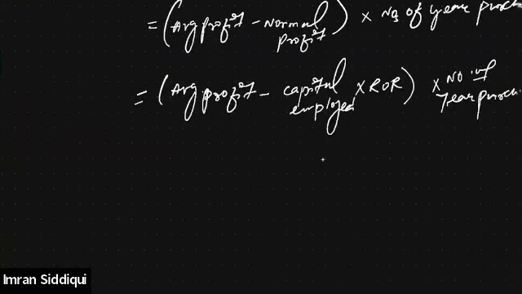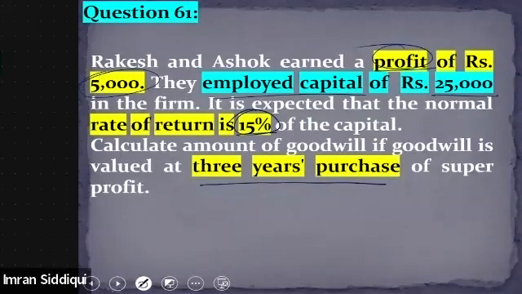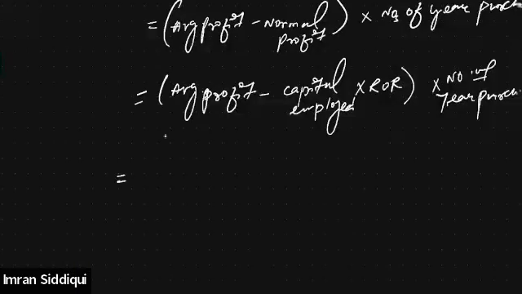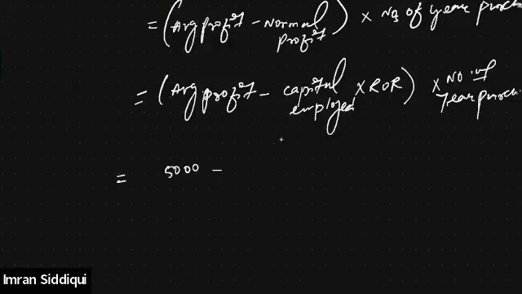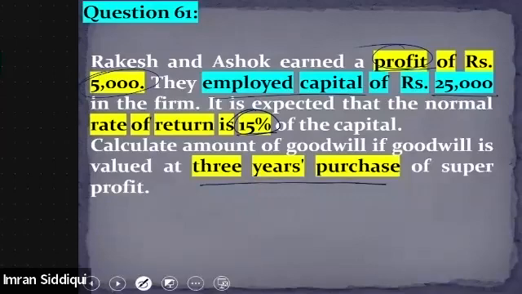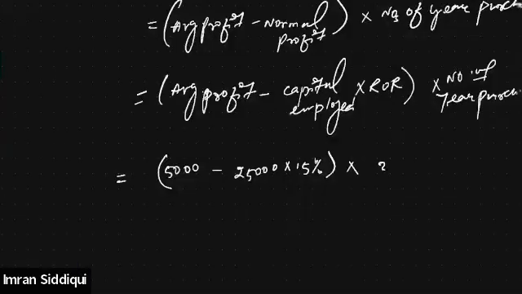Clear. Now we will start putting the values. Average profit is already given in the question. As you can see, average profit is given as 5,000. We'll put this value here, 5,000. And to determine the normal profit, we need to multiply the capital employed of the firm, which is 25,000, with the rate of return, which is 15%. 25,000 into 15%. And then we will multiply this with the number of years purchase, which is also given in the question, which is 3. We'll multiply this with 3.